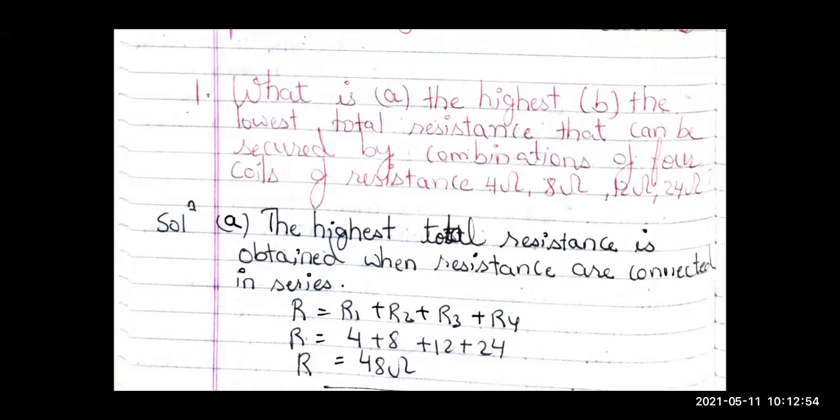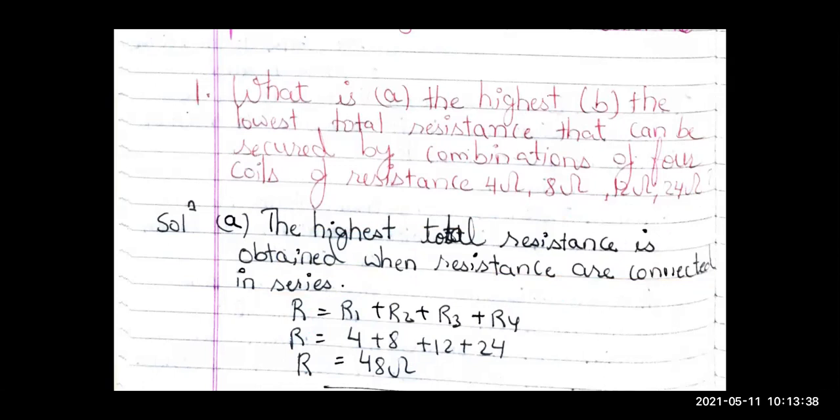So children, the highest total resistance is obtained when the resistances are connected in series. And we know the formula when they are connected in series is Rs, simple addition. Rs equals R1 plus R2 plus R3 plus R4. Let's put the value of R1 as 4 ohm, R2 as 8 ohm, R3 as 12 ohm and R4 as 24 ohm. So when we put these values over here, we will get the total resistance in series as 48 ohm. So this is the highest total resistance possible with these 4 resistors.